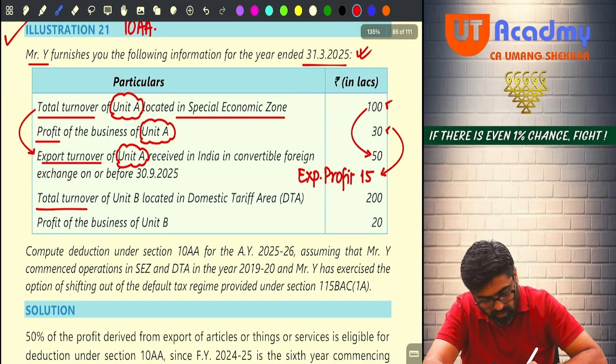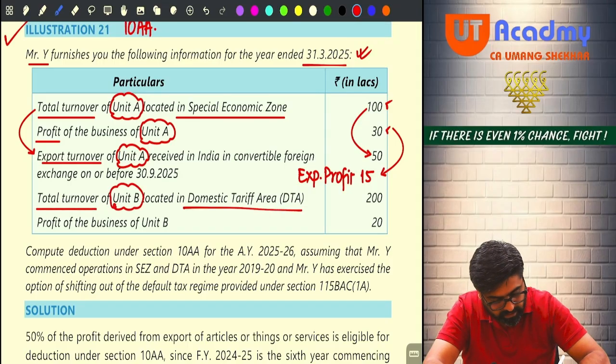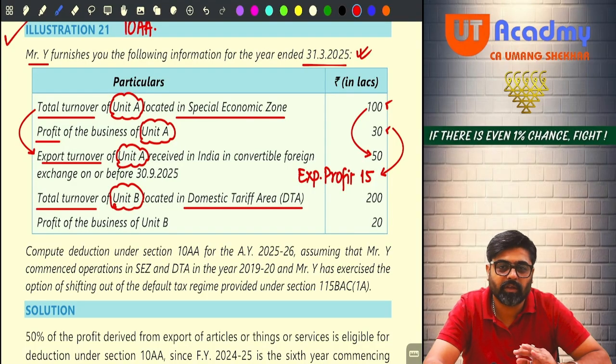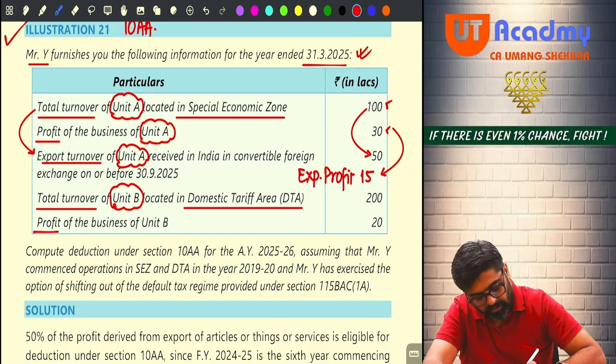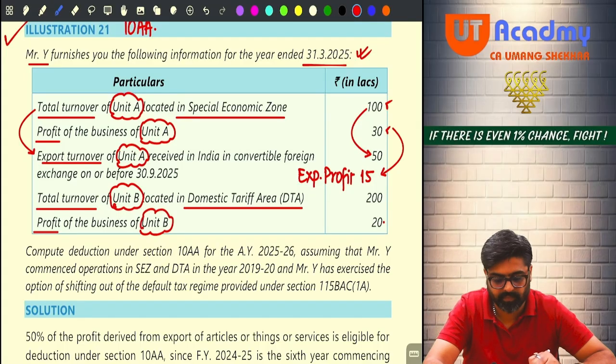Total turnover of unit B, which is located in domestic tariff area. This is not his SEZ business. This is a business located in normal area, domestic area. Okay. The total profit of unit B is 20.